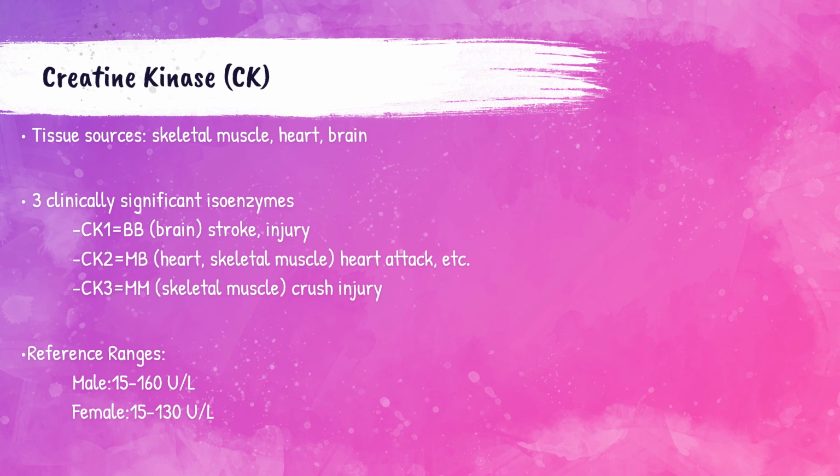Elevations of this isoenzyme can occur when a patient has experienced a stroke, has had a seizure, or has experienced another cerebral injury. CKMB is found primarily in the heart and skeletal muscle. This isoenzyme can be elevated after an acute myocardial infarction, which is a heart attack, myocardial injury, and also other cardiac conditions. CKMM is found primarily within the skeletal muscle tissue. This isoenzyme can be elevated after an injury to the skeletal muscle.